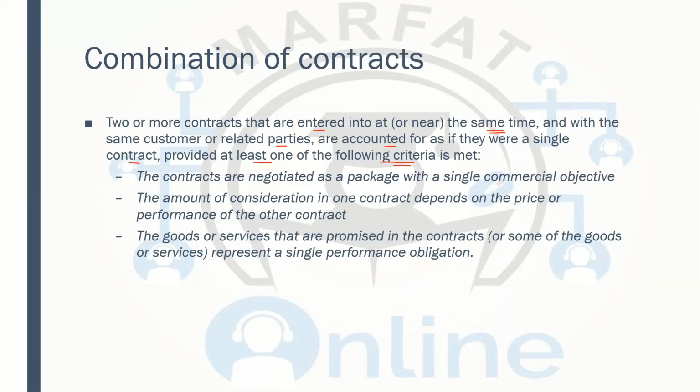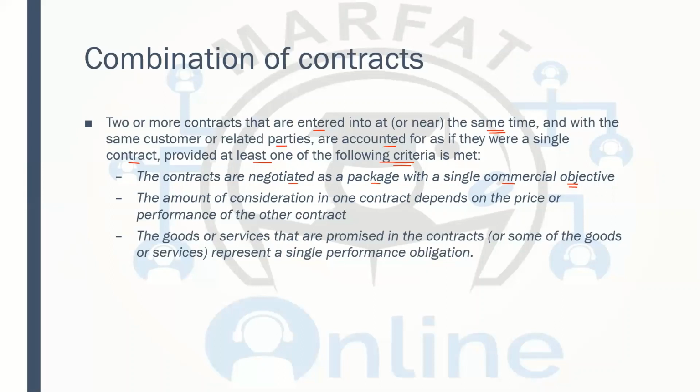If we are entering into two or more contracts at the same time or almost at the same time, then we need to treat those contracts as a single contract if any of the following criteria is met. What is that? The contracts are negotiated as a package with a single commercial objective. For example, you say you are going to buy a smart PC, and then with the smart PC, you are going to buy the home studio as well, or the speakers as well.